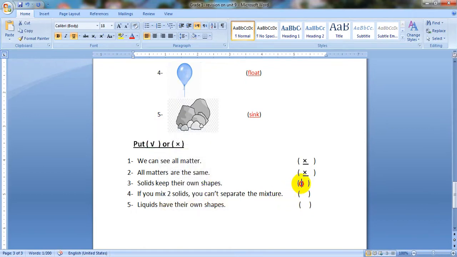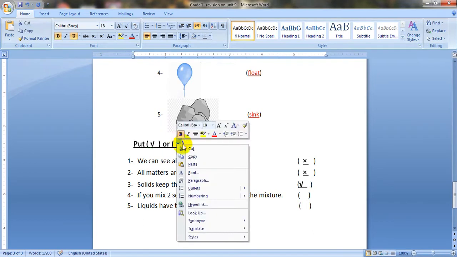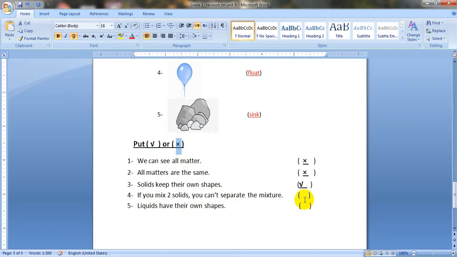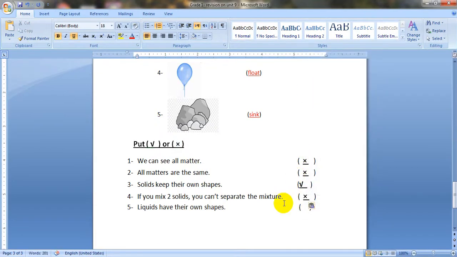Here, we will put a tick for true. The next one, if you mix two solids, you cannot separate the mixture. If you put two solids, pencils and rubbers, can you not separate them? Of course not, you can. So this one is false. We can separate the solid mixture. A mixture which is made up of solids can be separated.